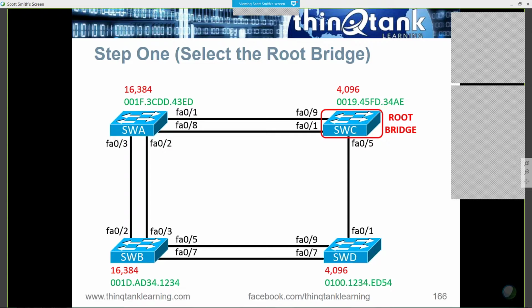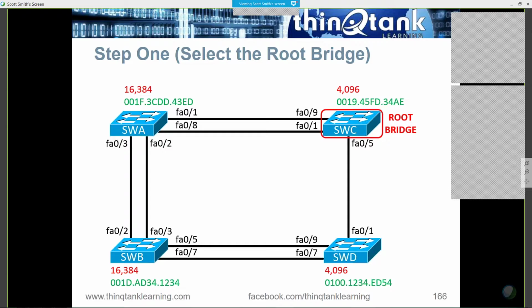Pick the lowest interface if it's got multiple paths to the same switch, the same bridge, with the same cost. You mean like B? Or, well, like switch A, yeah, it's got port 1 and port 8. Yes. In the same direction, we always pick the lowest port number.